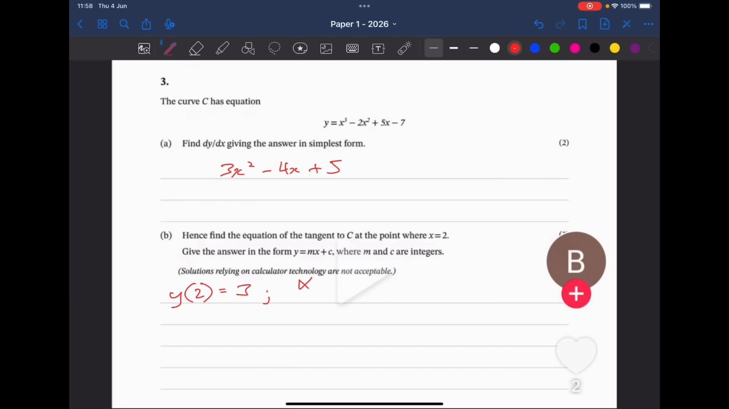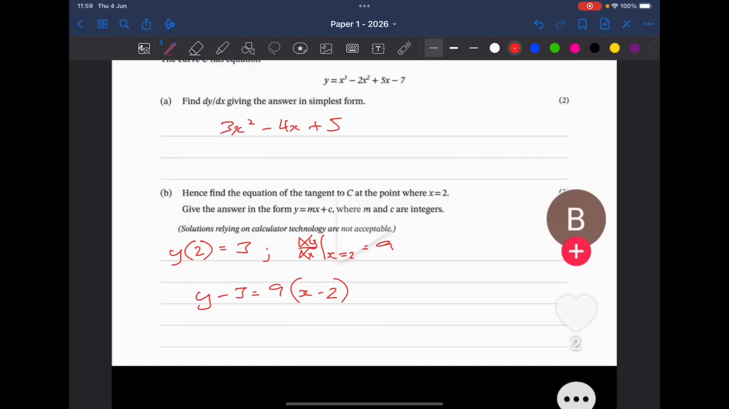If we then also plug x equals 2 into dy/dx to get the gradient at that point, what do we get? 4 times 3 is 12, take away an 8 is 4, plus a 5 is a 9. So we've got y minus 3 is equal to 9 times x minus 2. Expanding these brackets, how many x's do we get? 9 over there. For the numbers, minus 18 plus a 3 gives me a 15. So I get y equals 9x plus 15.